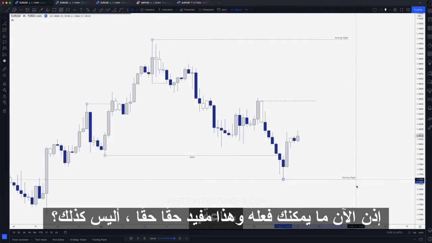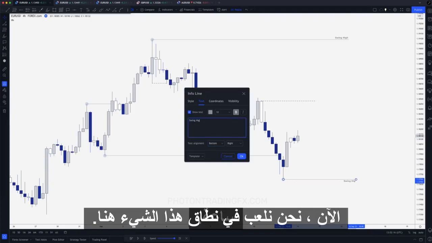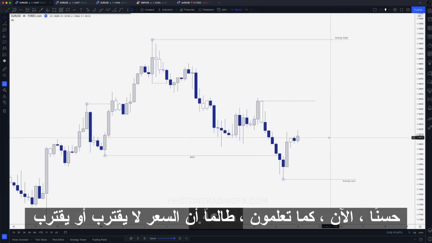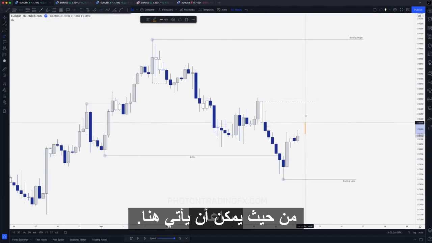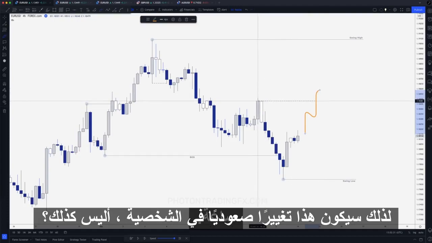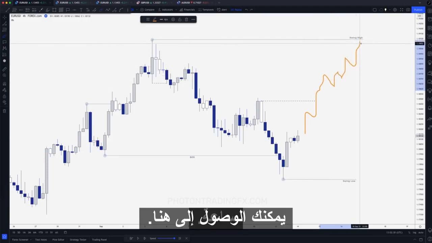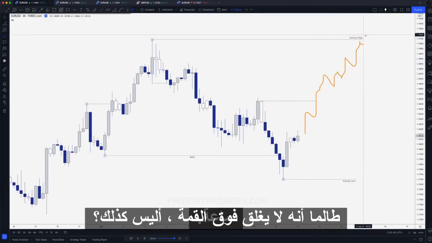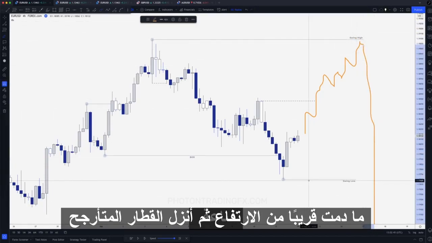So use one of your lines and map it out. Now what you can do, and this is really useful, is say, okay, now we're playing within this swing range. As long as price does not come up and close above this high, it can do anything it wants. It can come up here and break the internal lower high to make an internal higher high, so that would be a bullish change of character. It can do that up here, that's fine. But the swing trend is bearish. It can come all the way up here, as long as it doesn't close above the high. It could spike it like that if it wants.